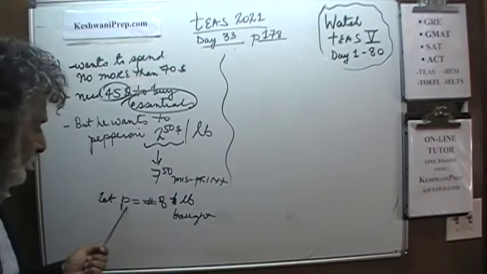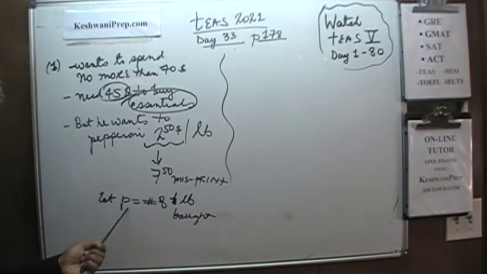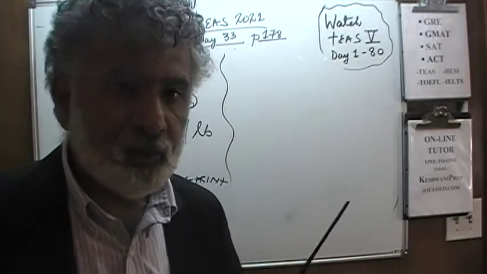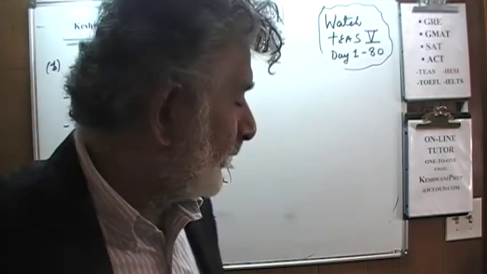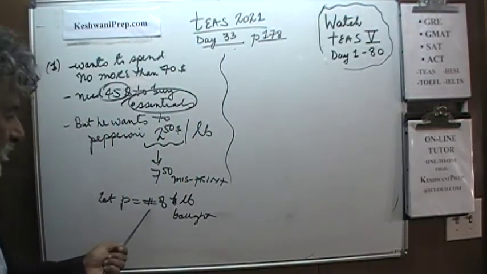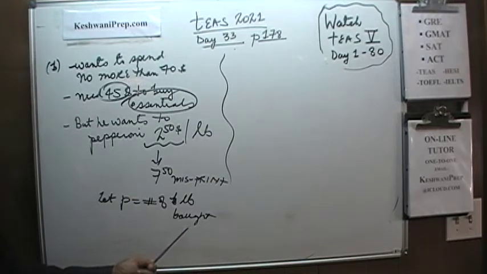Here, we're using the same letter P, which is okay because we're no longer dealing with the same problem. In the same problem, we cannot use the same letter to represent two different things, obviously. But in a different problem, in a different story, we can use the same letter. Here we're using P to represent the number of pounds that we're going to buy. It no longer represents the money, it represents the number of pounds.